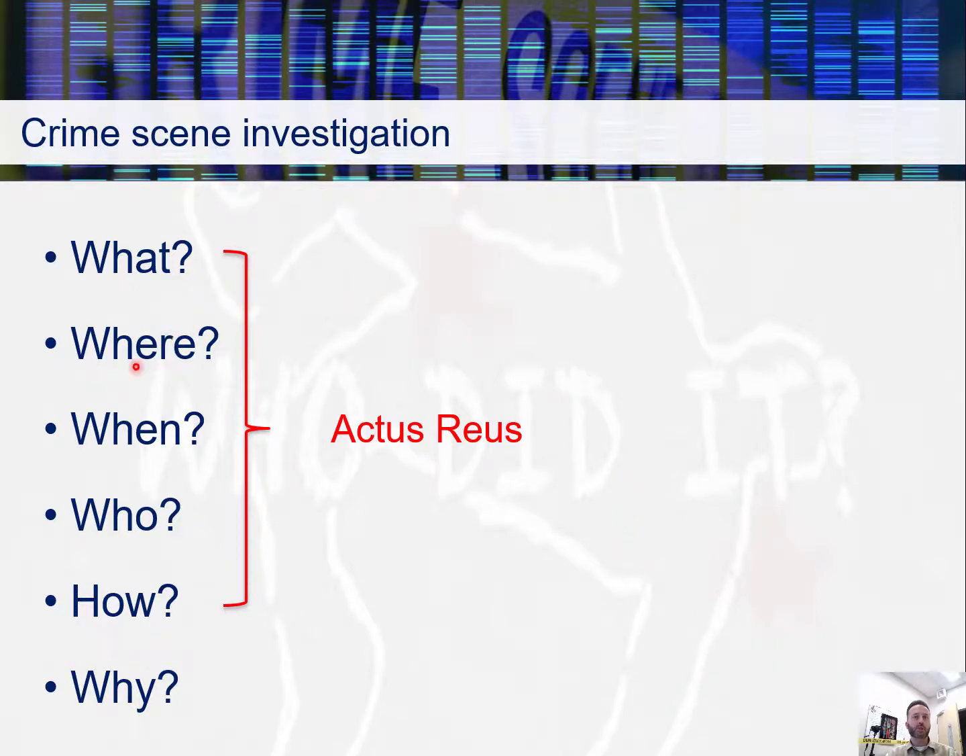the first 5 questions and provide support for the first essential point that needs to be proved beyond a reasonable doubt during trial, that a criminal act was committed, actus reus. While the last question, why, is clearly not in the forensic science domain, as it's beyond our capabilities. It more relates to criminology rather than criminalistics.